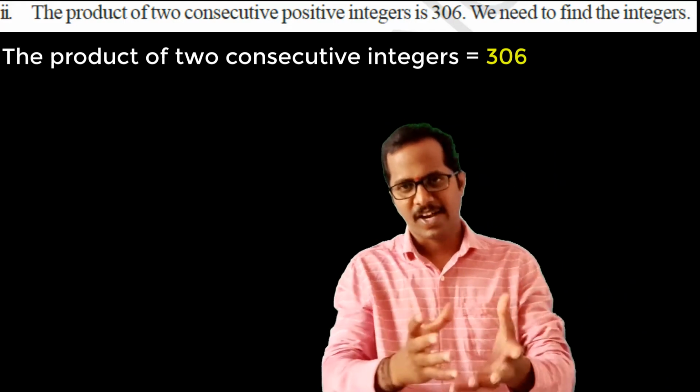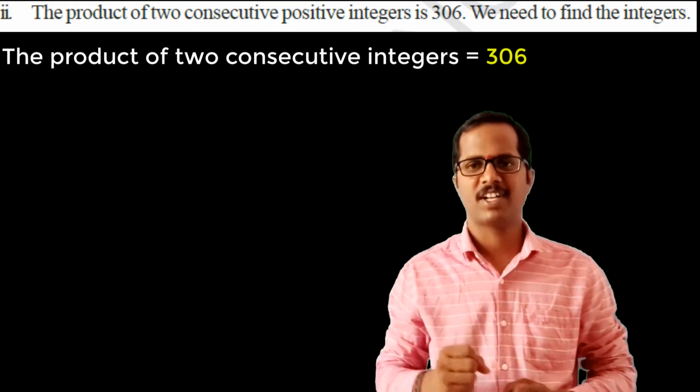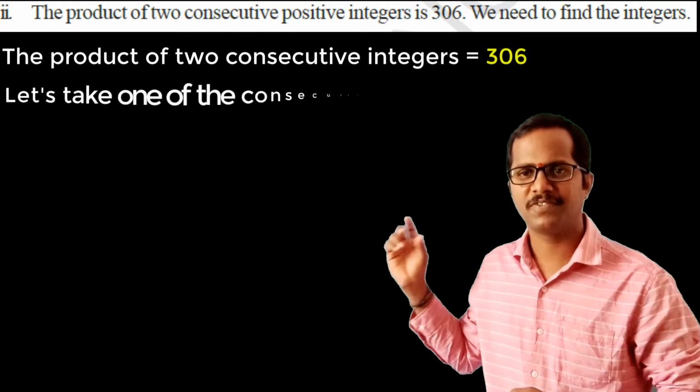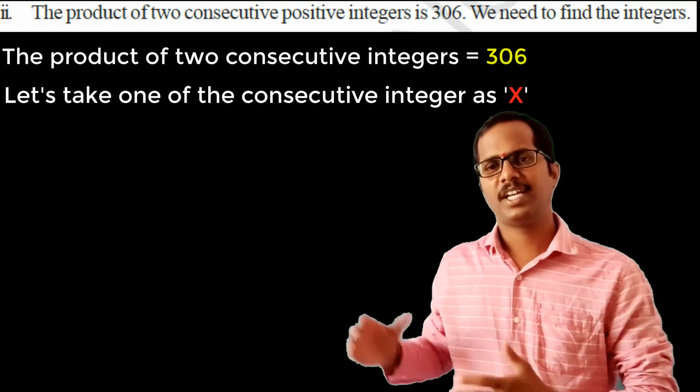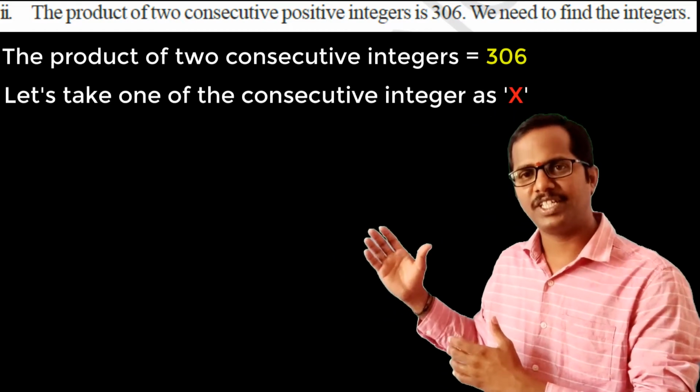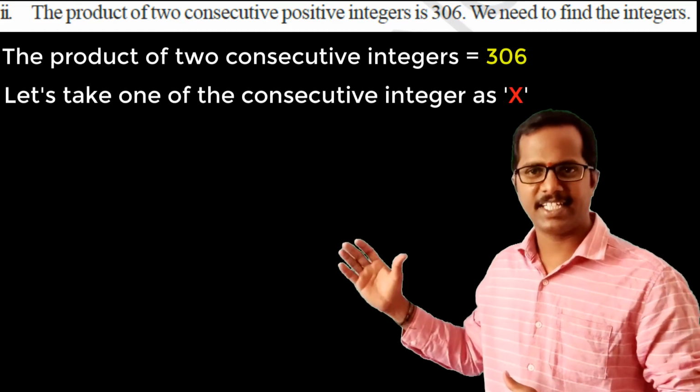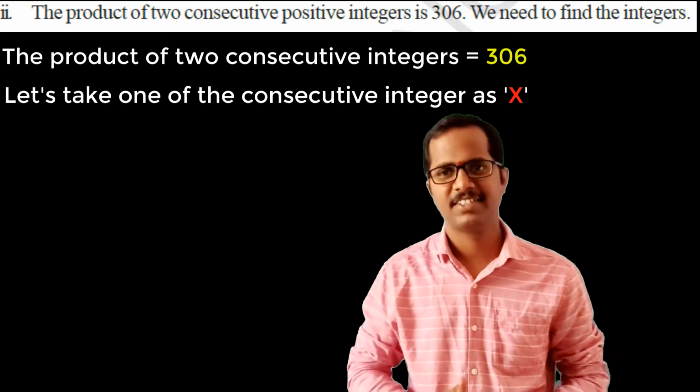To find that, first let us take one of the consecutive integers as x. If we assume one of the consecutive integers as x, then what is the next integer that comes after this integer?